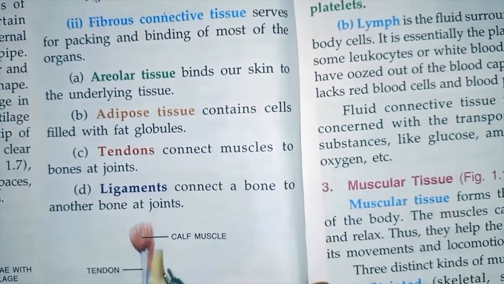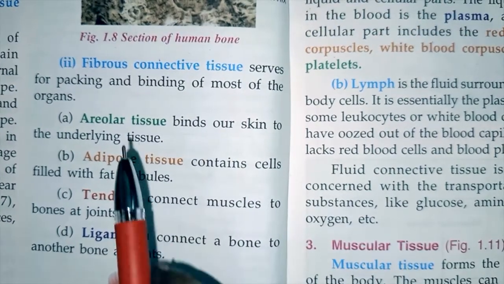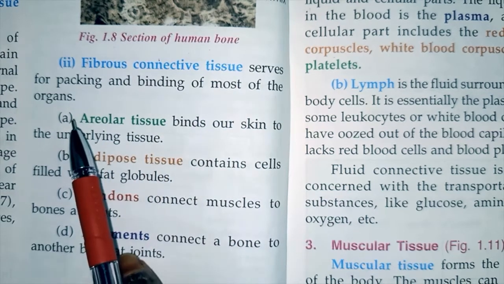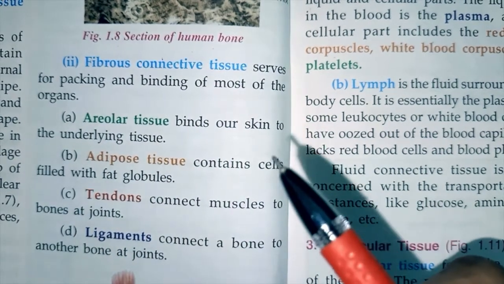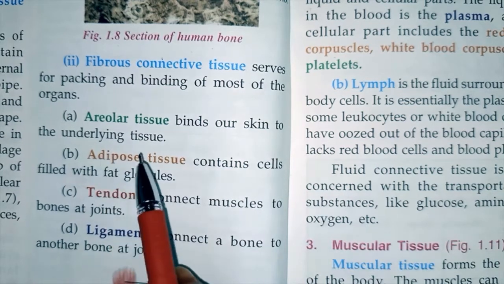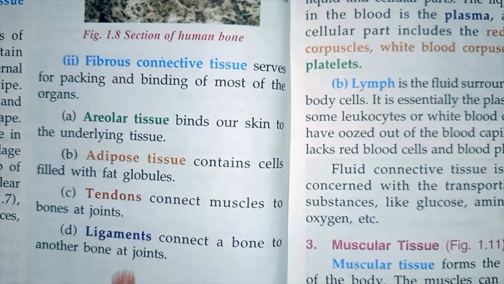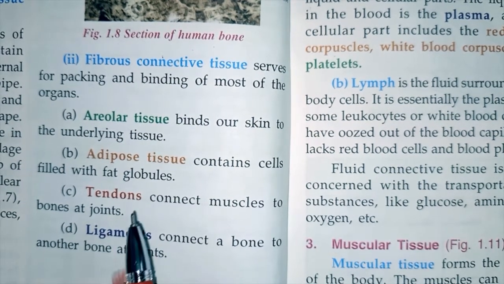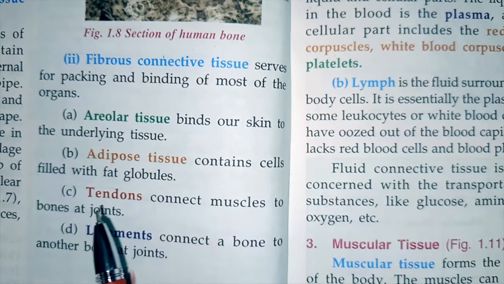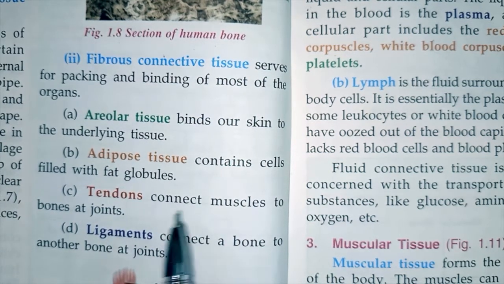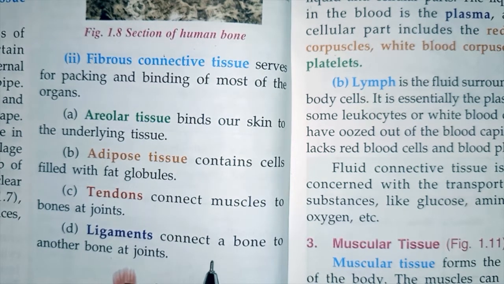Now number 2 is fibrous connective tissues. Fibrous connective tissues serve for packing and binding of most of the organs. Now what are the types of fibrous connective tissue? Areolar tissue binds our skin to the underlying tissue. Number B is adipose tissue, which contains cells filled with fat globules. Number C is tendons, which connect muscles to bones at joints. And number D is ligaments, which connect a bone to another bone at joints.